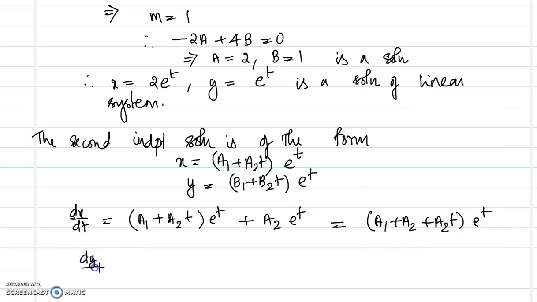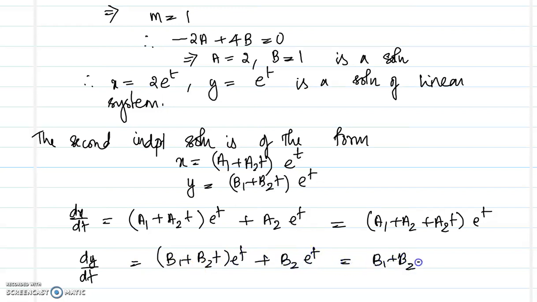Then dy/dt, again using the product rule, you will get (b1 + b2 t) e^t + b2 e^t, that will be (b1 + b2) + b2 t, times e^t. So that is the value of dx/dt and dy/dt.